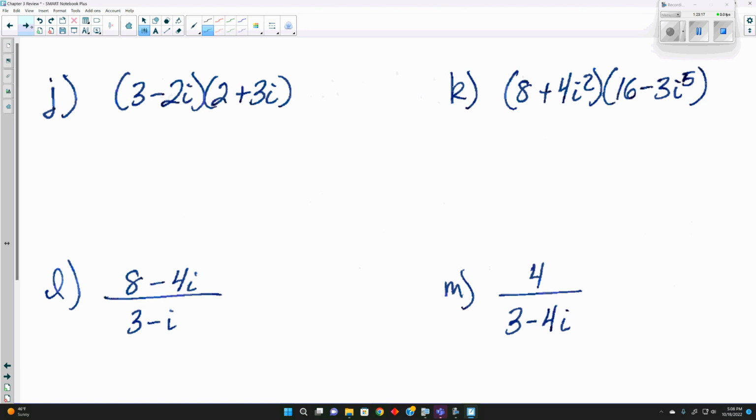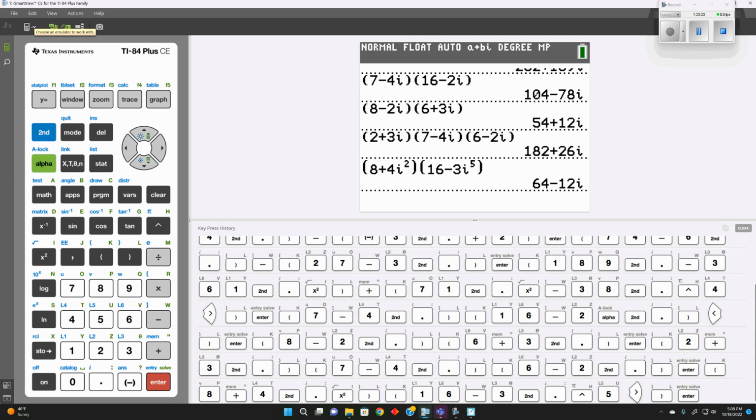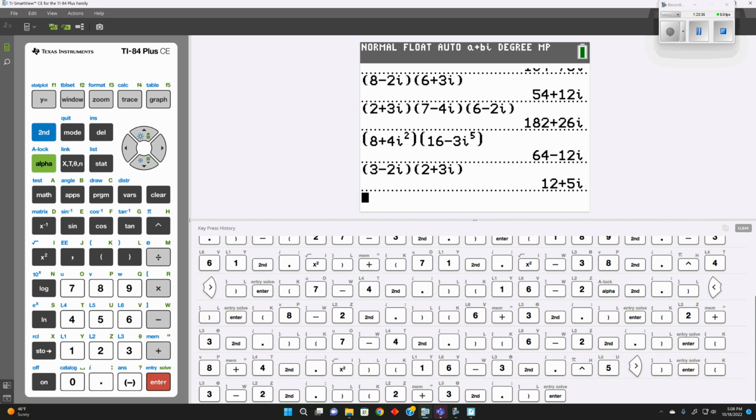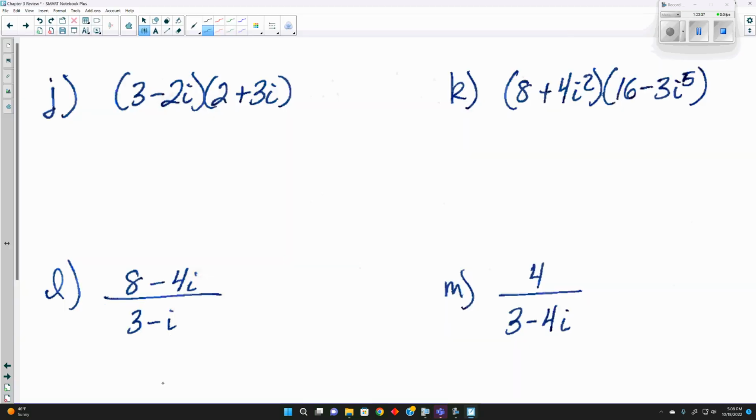Let's go and look at the next one, J. 3 minus 2I times 2 plus 3I. So again, in the calculator, (3 minus 2i) times (2 plus 3i). Enter. And it tells us the answer, which is 12 plus 5I.